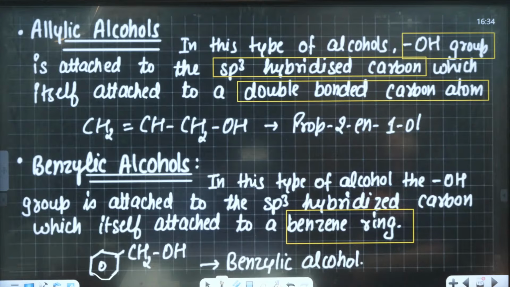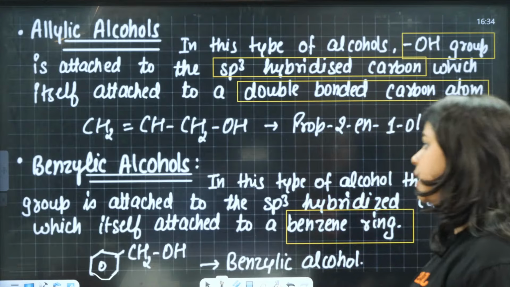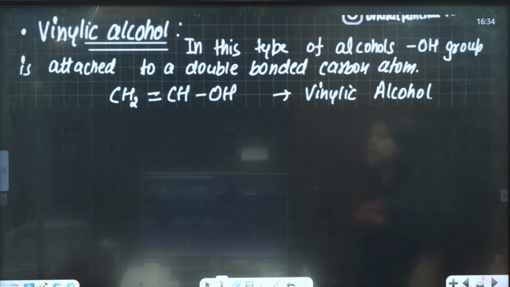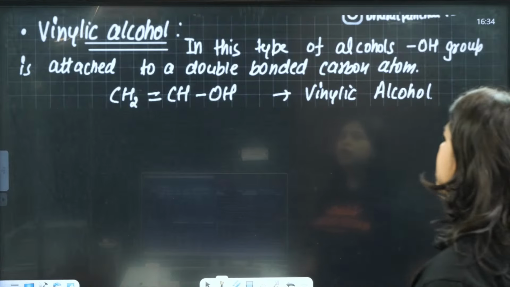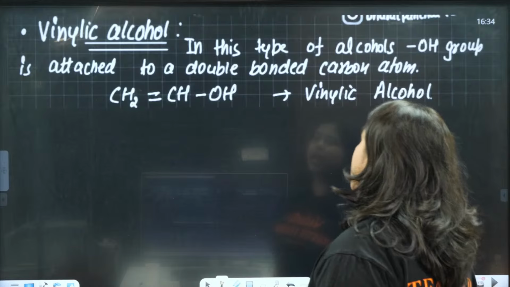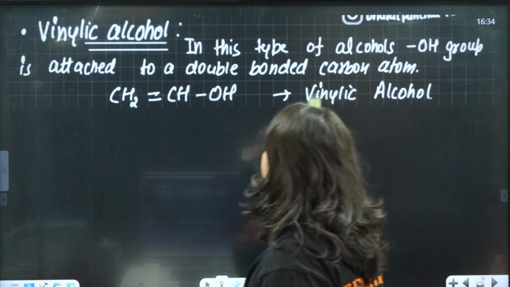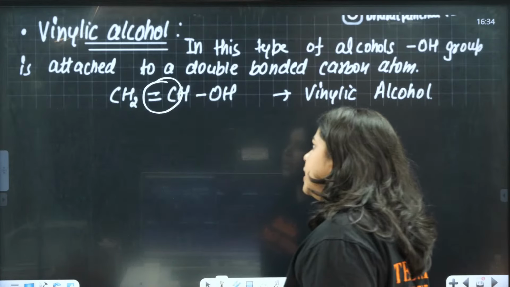Okay, done with the benzylic alcohol. Next comes vinylic alcohol. In this type of alcohol, the OH group is attached to the double bonded carbon atom. So it has been attached to the what? Vinylic alcohol, the OH is attached to the double bonded carbon.